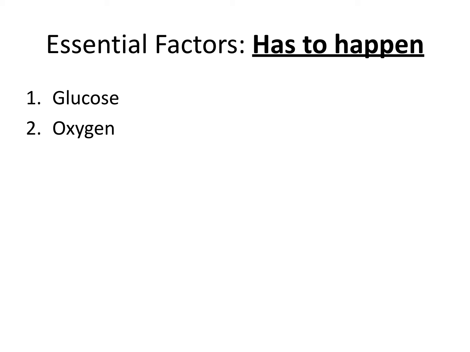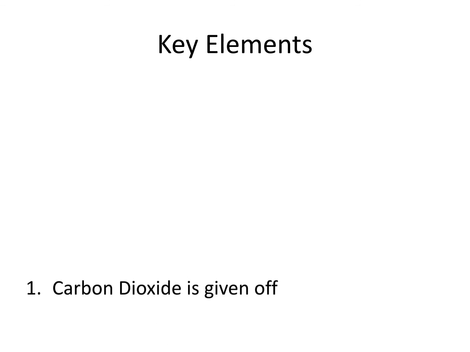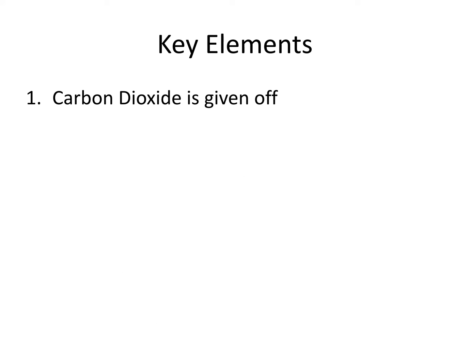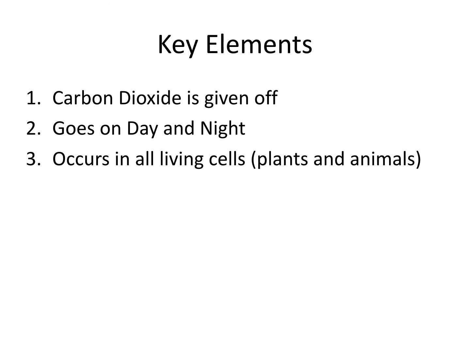Now you think to yourself, can plants go through both of these at the same time? Cellular respiration, photosynthesis? Yes. Plants do not need humans, but humans need plants. There are also some key elements to keep in mind in this. Carbon dioxide is given off, which is beneficial to plants, and to humans, because it's our waste product. This goes on day and night, all the time, anytime. This occurs in all living cells, plants and animals, and food is broken down.